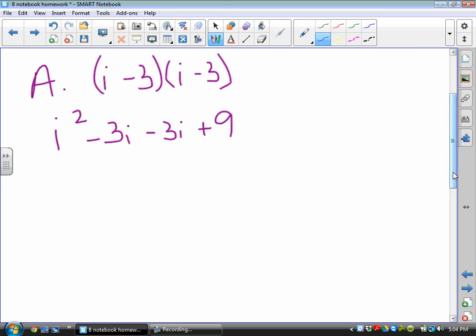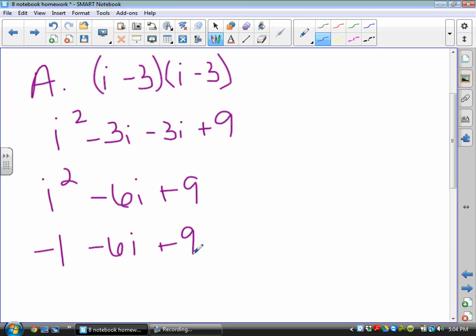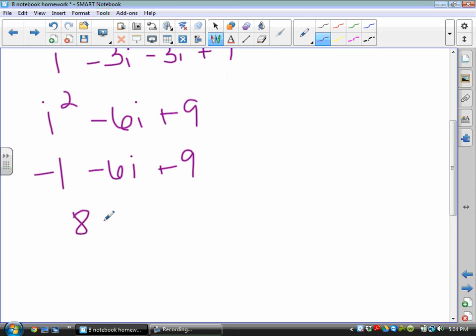So I'm going to combine my like terms first. I just like to do that, and then deal with simplifying the i squareds. So i squared is really worth negative 1. So I'm going to combine my like terms, and I'm going to get 8 minus 6i, which is what we wanted it to equal. Okay.